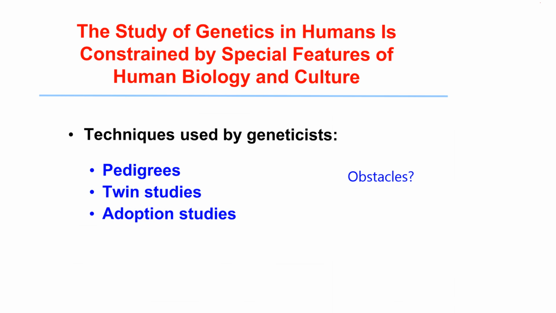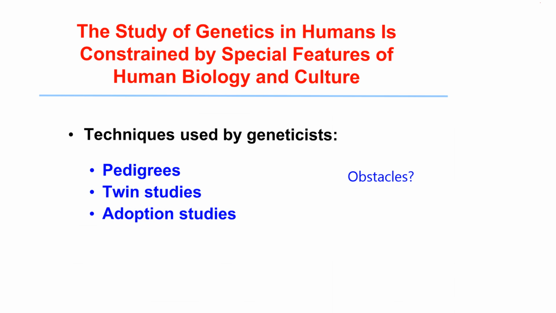We will discuss each of them individually, but before that, I would like to ask you a question. Why do we need these specialized techniques? Why can't we just perform normal genetic crosses? What are the obstacles in studying human inheritance? And if you notice, I already answered by my question. Why can't we perform genetic crosses? That's one of the obstacles.